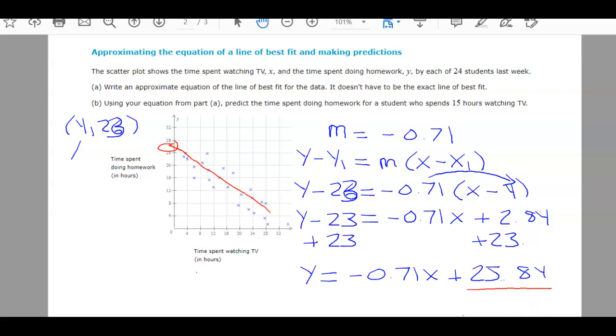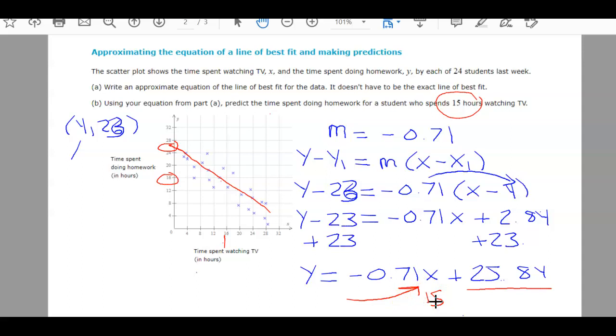Let's go ahead and use our equation to predict the time spent doing homework for a student who spends 15 hours watching TV. So the only thing you need to do now is put in a 15 right there. Okay, now let's get ourselves an estimate. So 15 is probably going to be right around here. And if we were to follow that 15 up, it looks like it would be someplace in this general area, right around there. Let's actually do the math, okay? So we're going to put in a 15 right here.